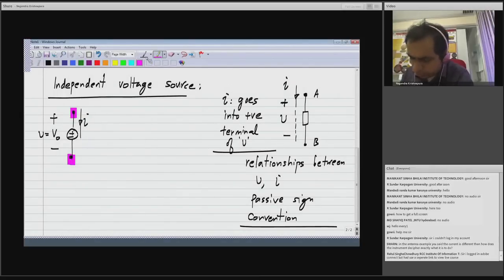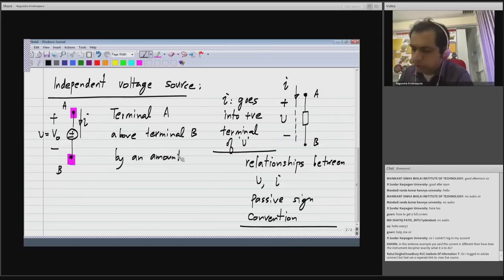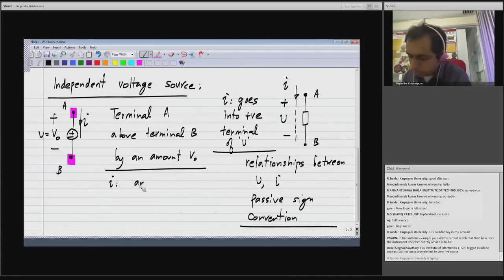So what this says is, this terminal A and terminal B, an independent voltage source maintains terminal A above terminal B by an amount V naught. The voltage at terminal A is maintained above the voltage at terminal B by an amount V naught, and the current can be anything. Okay, it's not restricted by the voltage source. Is this fine?